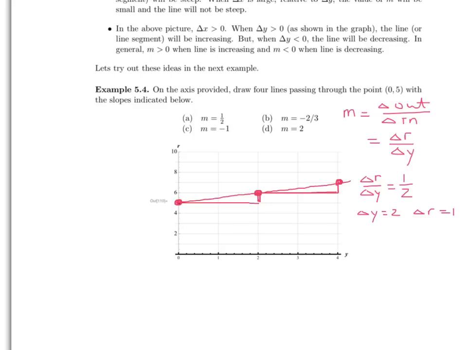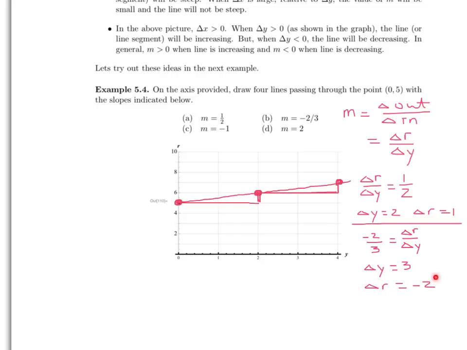Now let's look at B. In the case of B, the slope is -2/3. That's our change in r over our change in y. So in this case, the change in y is 3, and the change in r is -2. So for this line, here I'm going to put a line here to separate those.